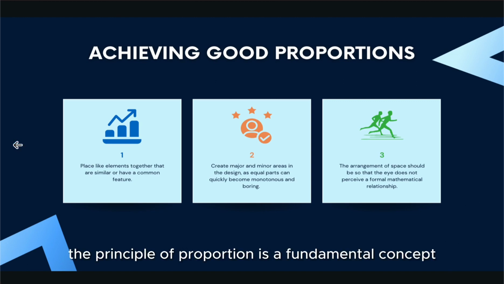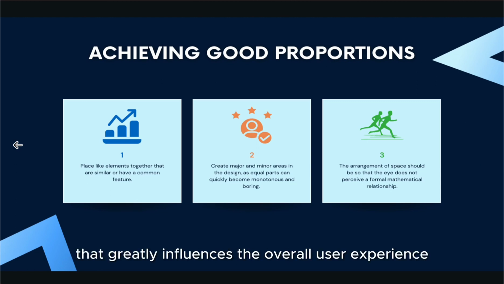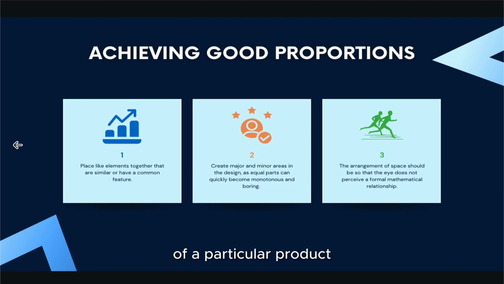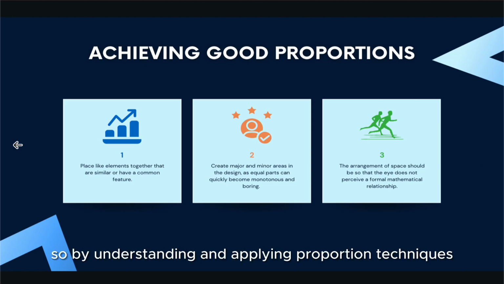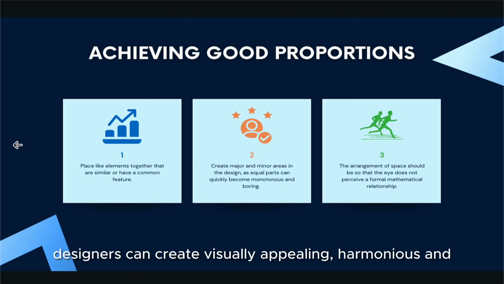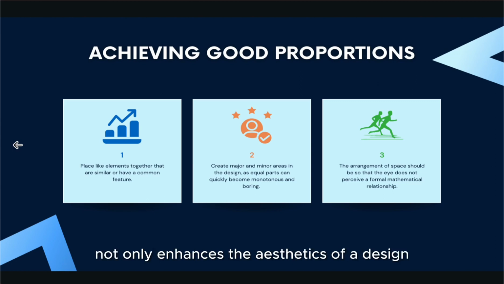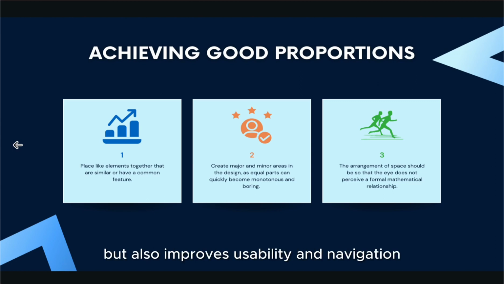The principle of proportion is a fundamental concept in UI UX design that greatly influences the overall user experience of a particular product. So by understanding and applying proportion techniques such as size and scale, grid systems, white spaces, image placements, designers can create visually appealing, harmonious, and user-friendly interfaces. The effective use of proportion not only enhances the aesthetics of a design, but also improves usability and navigation, leading to a more satisfying user experience.